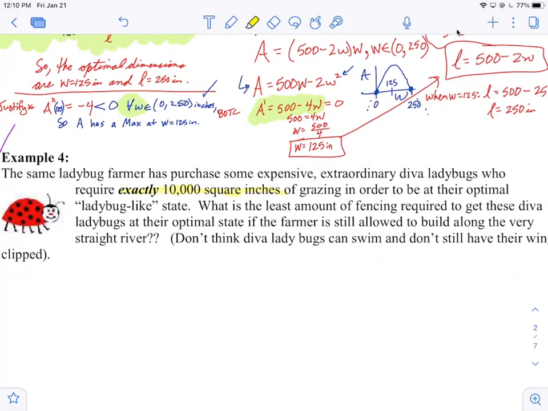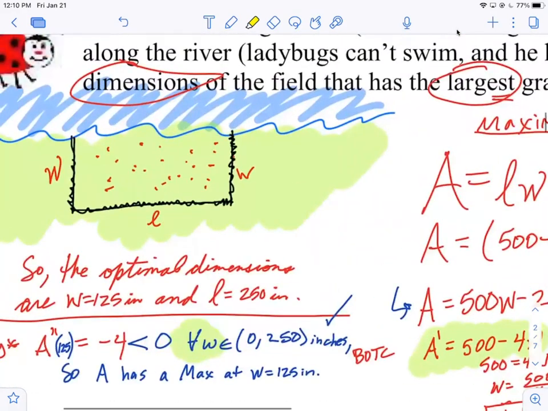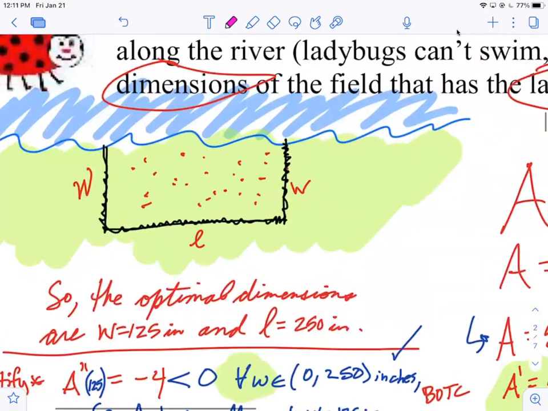So he doesn't need to fence it on the river. We can still use the same diagram over here. What's the least amount of fencing that he needs to buy? Okay. What's the least amount of fencing? So I always recommend starting with your primary equation, right? That is what is being optimized. We are trying to minimize the amount of fencing, okay? Which normally would be the perimeter. But remember, we're not going all the way around.